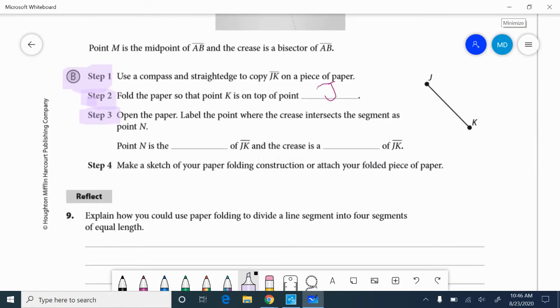So I want to write the word midpoint here. I can't write with highlighter. That's not a good idea. Let's use a pen. Midpoint. I do want to clean up my J right there. It looks a little better. And the crease is a bisector.